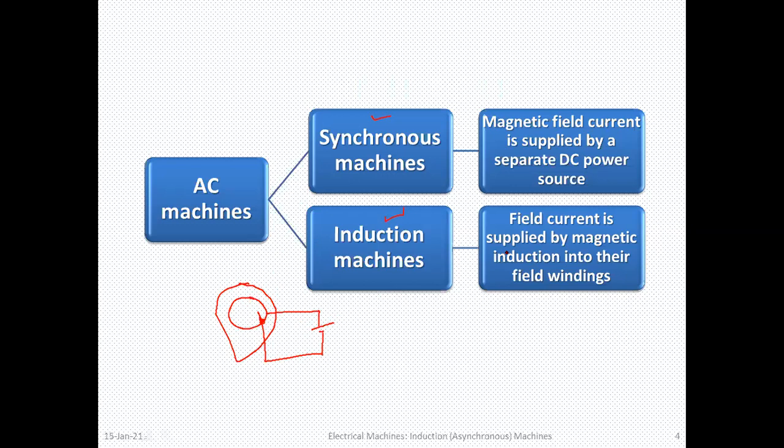But in the case of induction machine, it is induced by the principle of induction, and it is taken from the stator. There is no need to give extra supply to the rotor side. Field current is supplied by magnetic induction into the field winding. Here suppose a stator is being given three-phase supply, and through the induction principle, the rotor gets a magnetic field, but in the synchronous machine a separate supply is given. This is one of the biggest differences between the synchronous machine and induction machine.